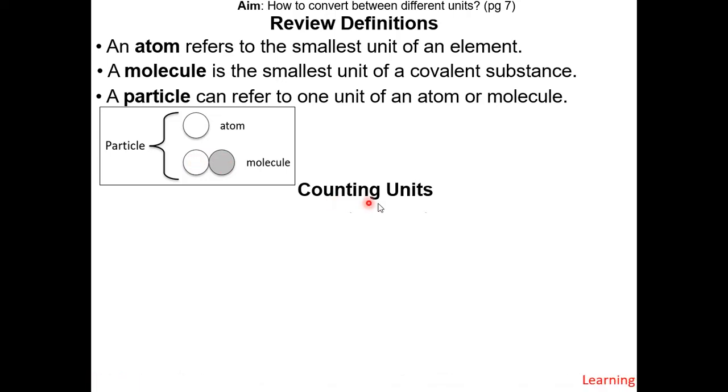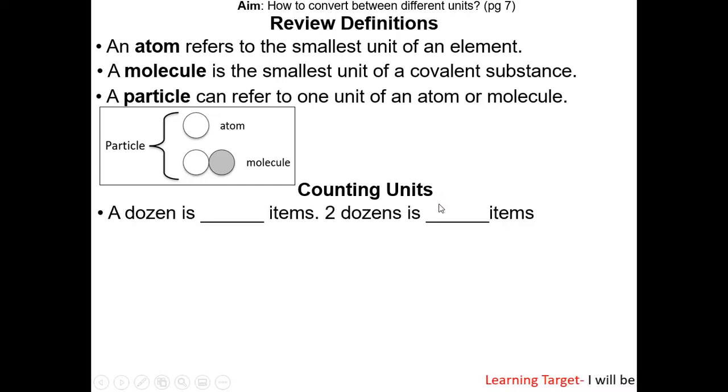So now we're going to talk about counting units. These are units used to count stuff. Let's start with one that you're familiar with, which is the dozen. So a dozen is 12 items. So if I have 2 dozens, that is 24 items. So I basically did 12 times 2 equals 24.